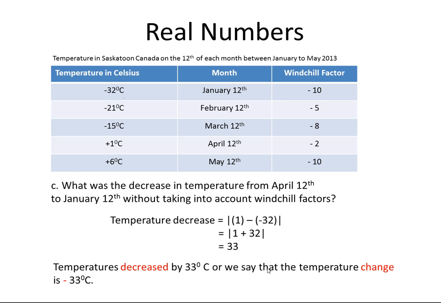We can also say that the temperature change is minus 33 degrees Celsius. 1 minus 33 degrees will give you minus 32 degrees. So we say that the temperature change is minus 33 degrees. Decrease in temperature is denoted by minus 33, and that is the change. It's a negative change.